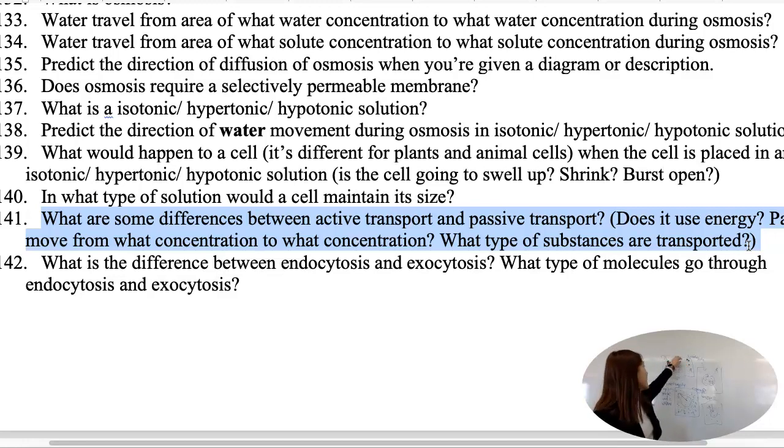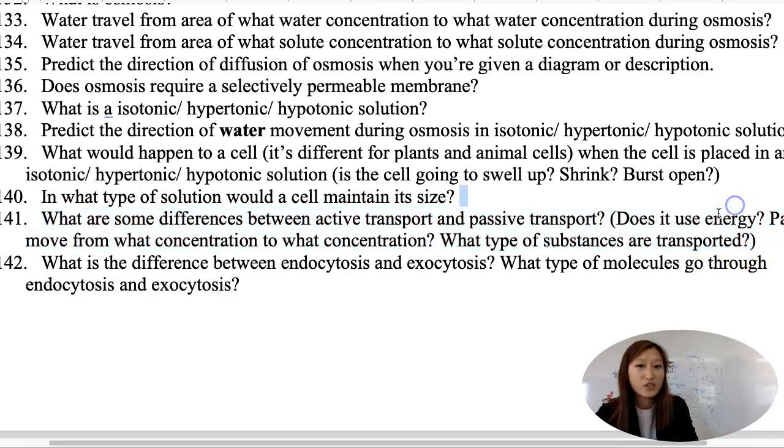This building up of even higher concentration is called active transport, and it requires the use of energy because it's not natural. Molecules don't want to move closer to each other, so if you're moving them even closer than they were before, then you need an input of energy. So it does use energy. You need to know what concentration to what concentration, so low to high in this case, and the type of substance transported could be any substance, but the idea is low to high using energy. And what kind of energy would you use? You would use ATP, something we have learned before.